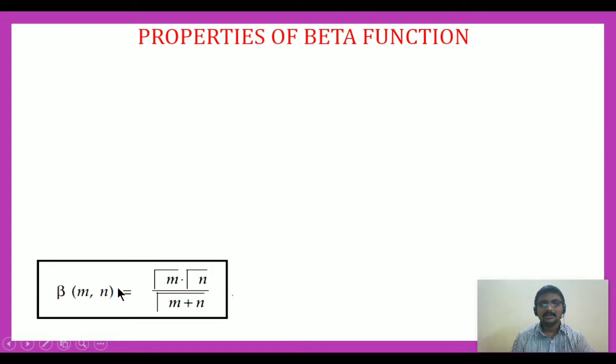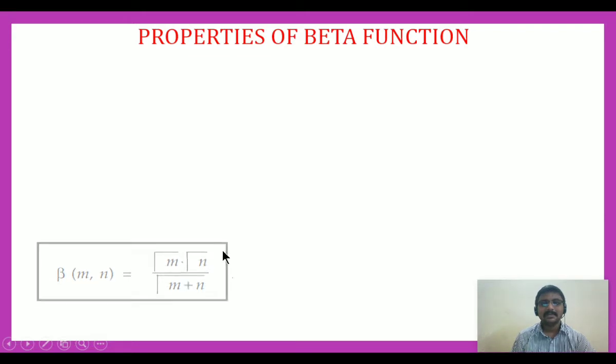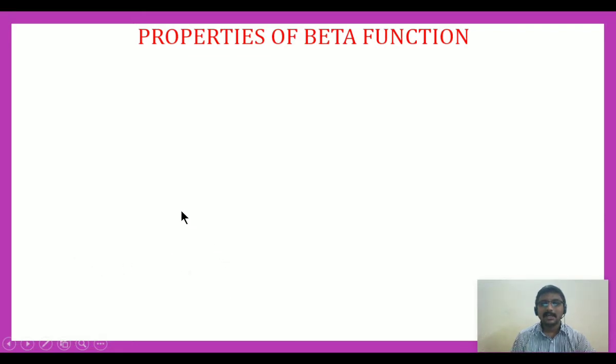And last but not least, beta of m, n is gamma of m into gamma of n upon gamma of m plus n. So it is the relation between beta and gamma function. So these are the properties or other transformations of beta function.